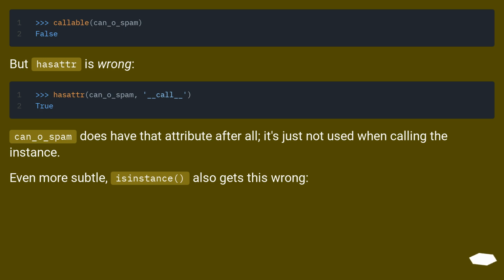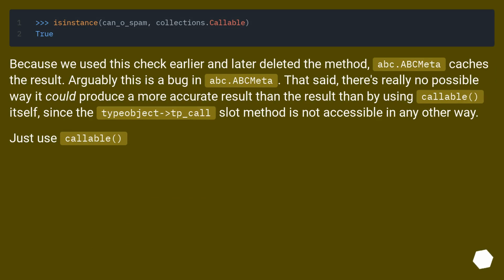Even more subtle, isinstance also gets this wrong, because we used this check earlier and later deleted the method, abc.ABCMeta caches the result. Arguably this is a bug in abc.ABCMeta. That said, there's really no possible way it could produce a more accurate result than by using callable itself, since the type object's tp_call slot method is not accessible in any other way. Just use callable.